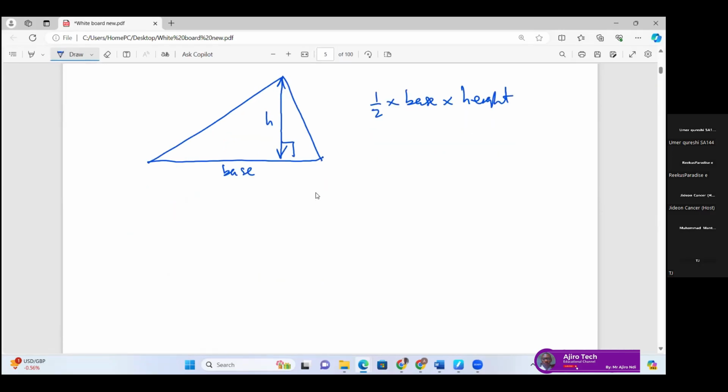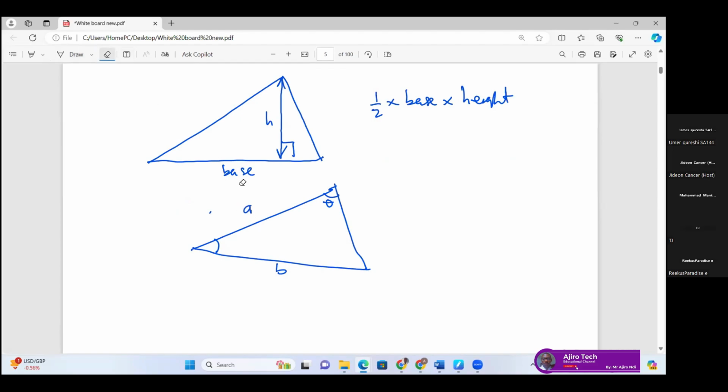But if I'm not given the base, if I'm not given the height, I mean, if I'm given two sides, maybe this is a base, this is side B, and then side A. You can still find the area if you are given the angle between A and B. If you are given another angle, maybe you are given the angle here, I can't find the area at all because this angle is not between the two given sides.